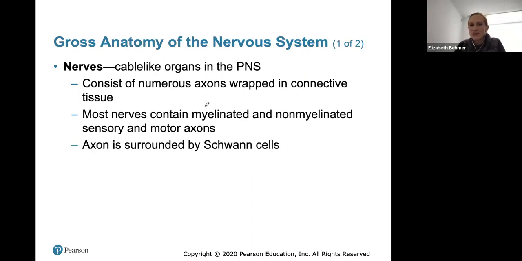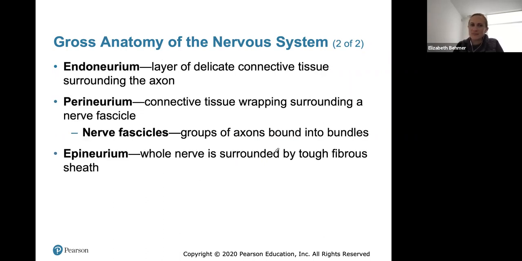Nerves then are cable-like organs in the peripheral nervous system. They consist of numerous axons wrapped tightly together in connective tissue. Most nerves contain both myelinated and non-myelinated sensory and motor axons, and the axon is always surrounded by those Schwann cells, which are creating the myelin in the peripheral nervous system.